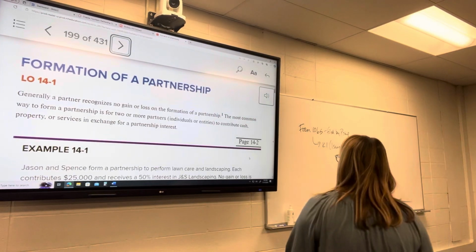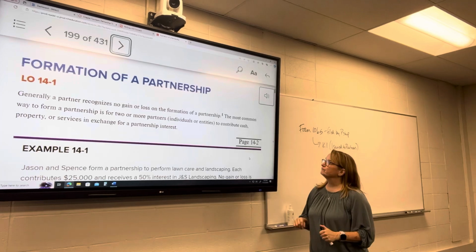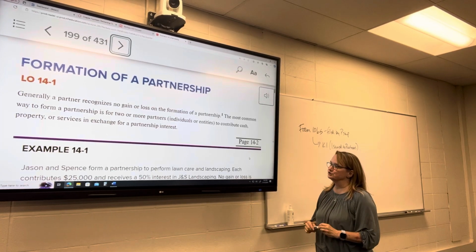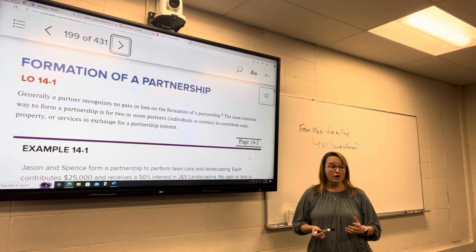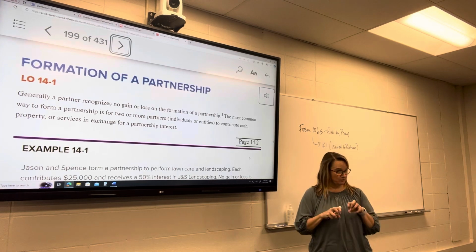Okay, so let's talk about forming a partnership. As it mentions here, the most common way for a partnership to form is when two or more partners, and those could be individuals or other entities as well. Other types of entities can form a partnership together.